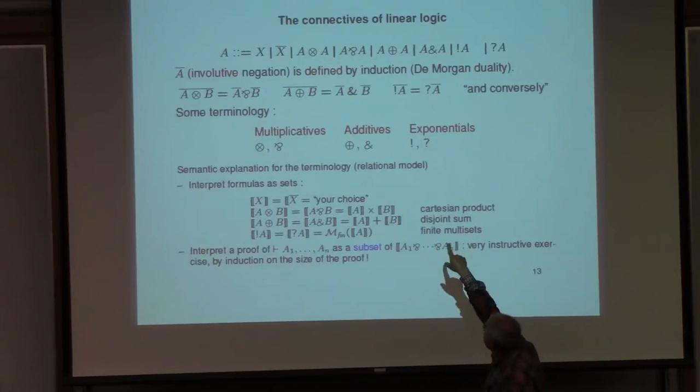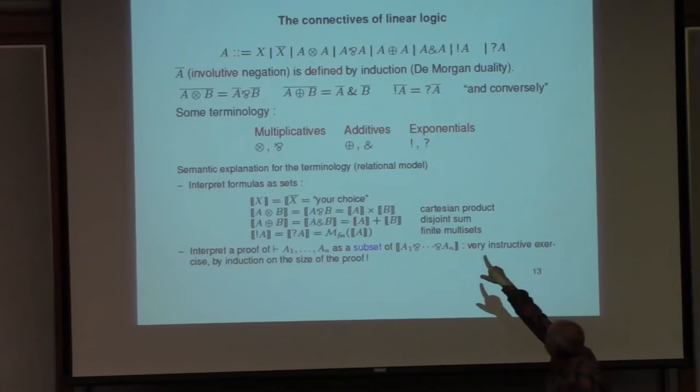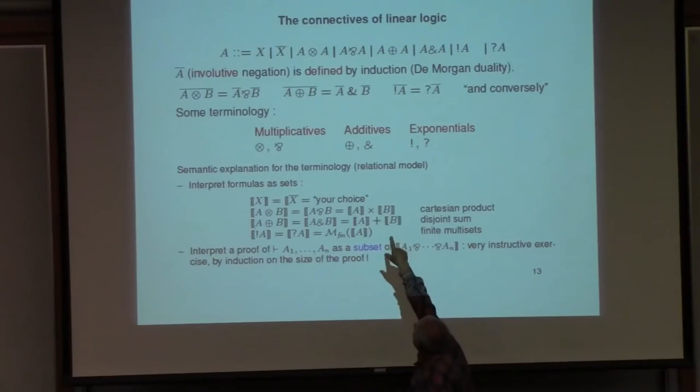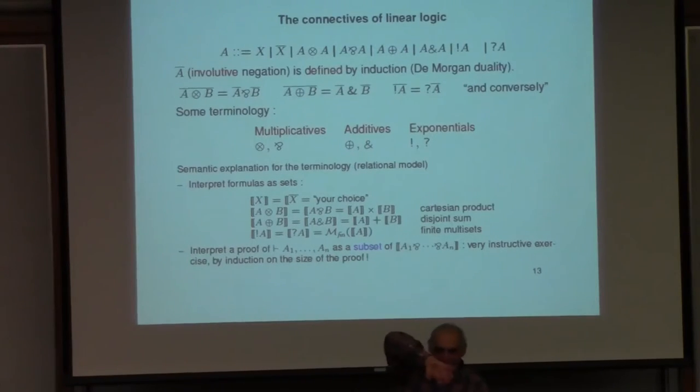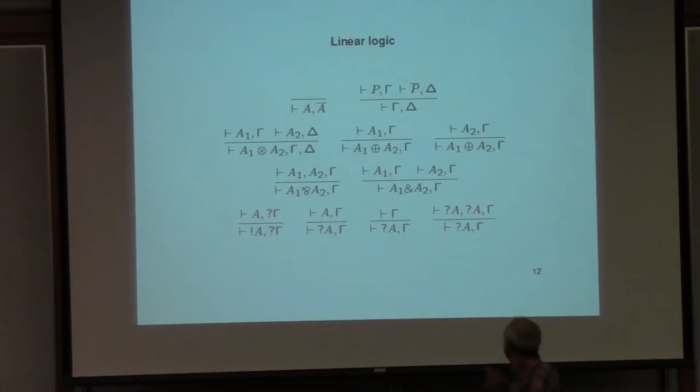And the two disjunctions are the plus and the par, and the par is this symbol which is the fourth in the sequence. A, it's the ampersand that is written. And we have in linear logic a connective which is called "of course", and its dual which is called "why not". And they are there to control the use of weakening and contraction.